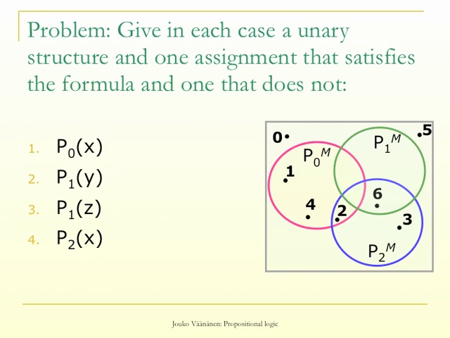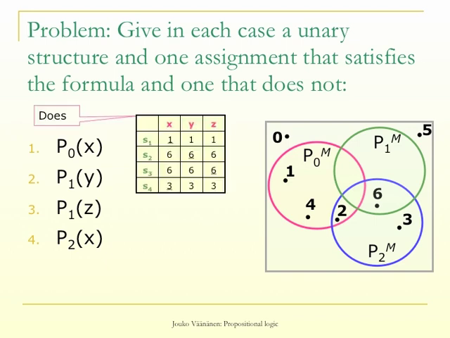So now we need 4 assignments which satisfy these formulas, and then 4 others that don't satisfy. Here are the 4 assignments that satisfy the formula. Let's look at S1. The value of x is 1 and 1 is in P0M, so the first formula is satisfied by S1. Let's look at S2. The value of y is 6 and 6 is in P1M, so S2 does satisfy the formula P1y.